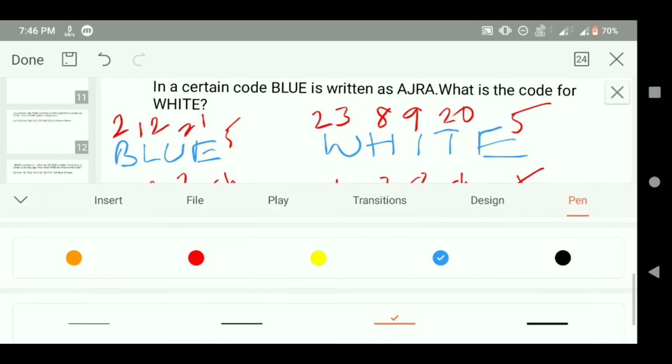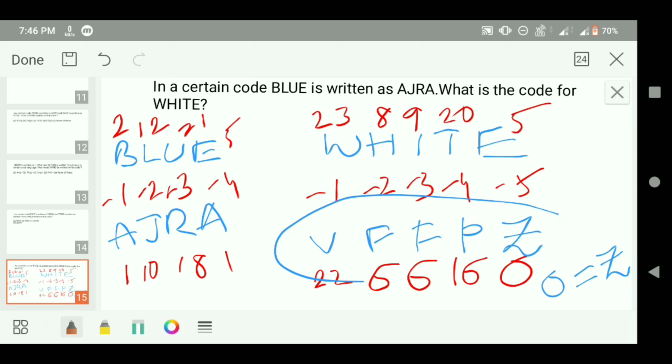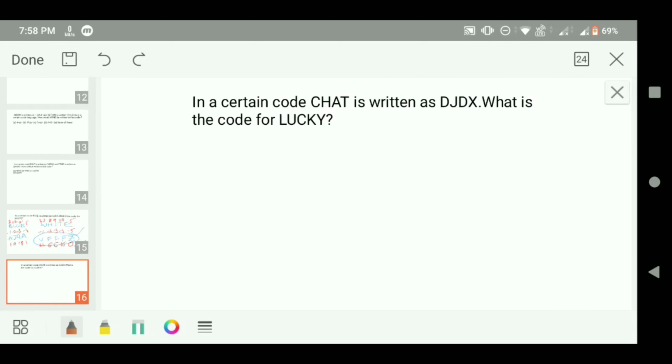And the 22nd position is V, and the 6th position is F, and next 6th is F, and 16th is P. So in the alphabet series we don't have a 0th position. So in this case we need to consider 0 as Z. In every case, whenever we get 0, we need to consider 0 as the letter Z. So our code will be VFFPZ.